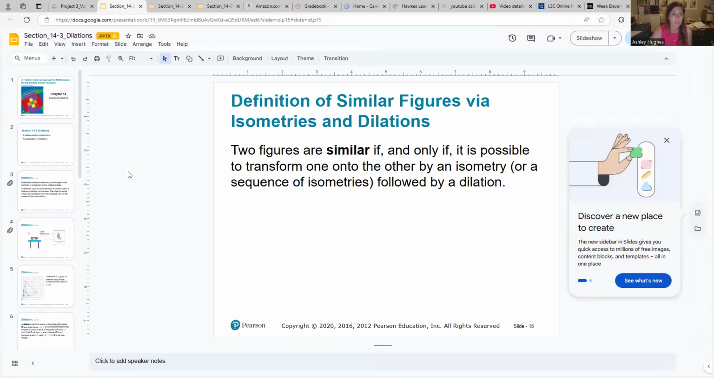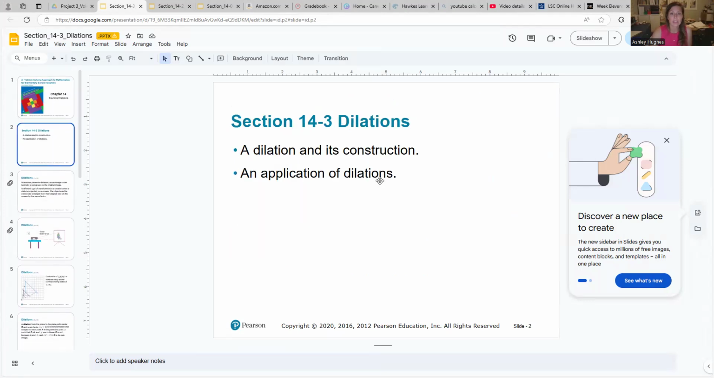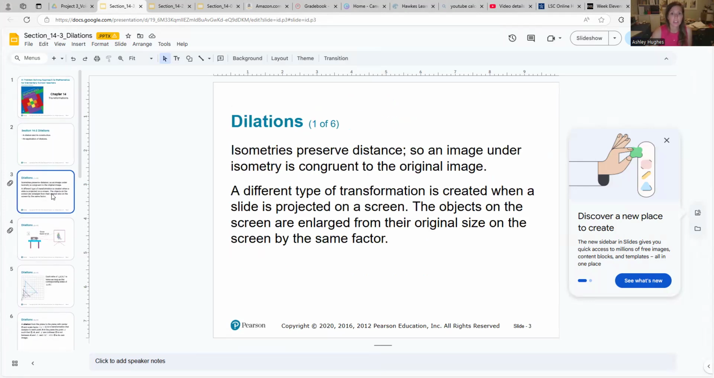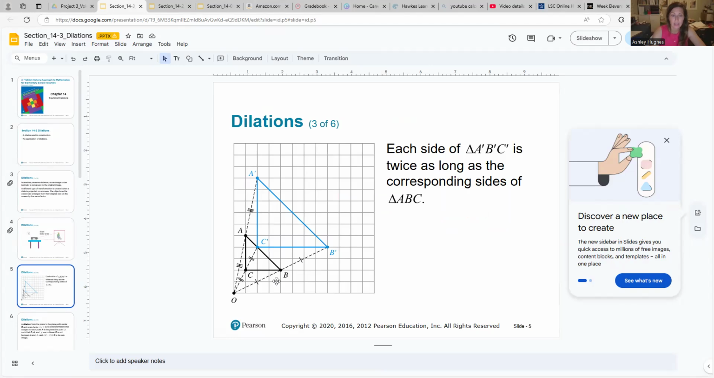Now let's go to section 14.3, the last one on transformations, and this is dilation. Now dilation is not a congruent transformation because, think of getting your eyes dilated at the doctor, your pupils get larger. So dilation is a change in size by a certain scale factor. So this is showing dilation of this image to that size here. Here's an example where this triangle is being blown up to be this triangle here.